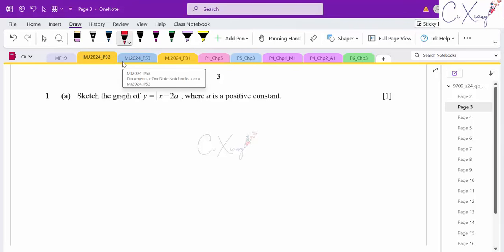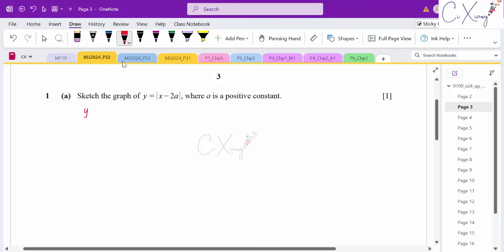Right, so when we want to sketch this particular diagram, if you want, you can try to substitute some points to get the shape of the graph. Basically for this modulus linear graph, the basic shape is a V shape. So usually what I do is find the x-intercept first. To find the x-intercept, I will let y equal 0. Then I know that my x is equal to 2a. Okay, so this is my x-intercept.